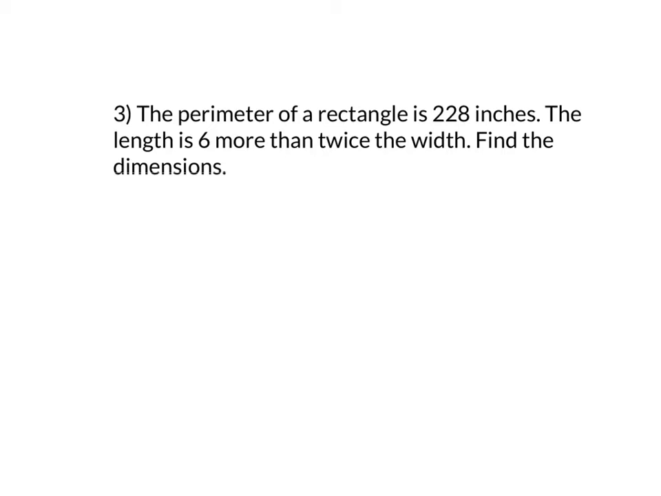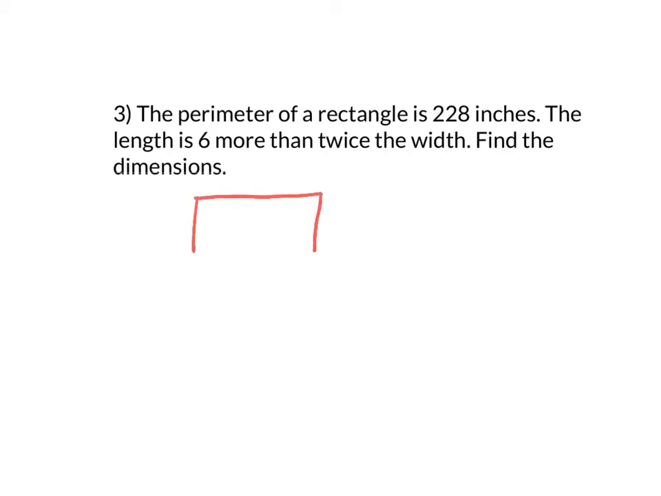So problem 3 states that the perimeter of a rectangle is 228 inches. The length is 6 more than twice the width. Find the dimensions. So first of all, let's just talk about the perimeter formula.